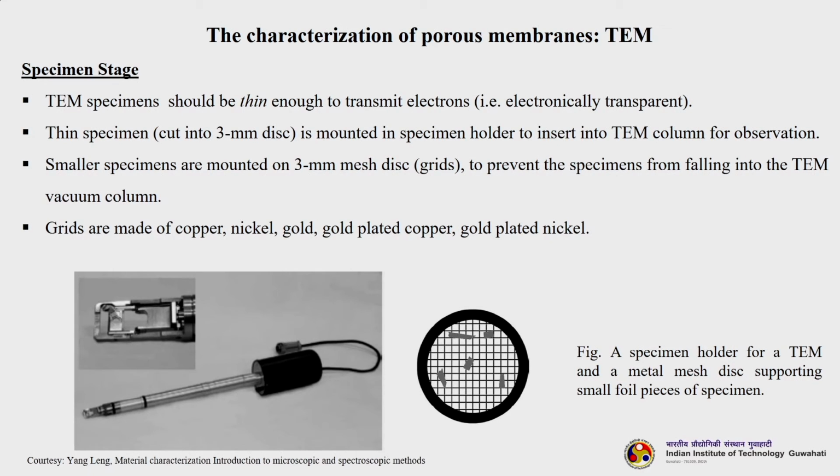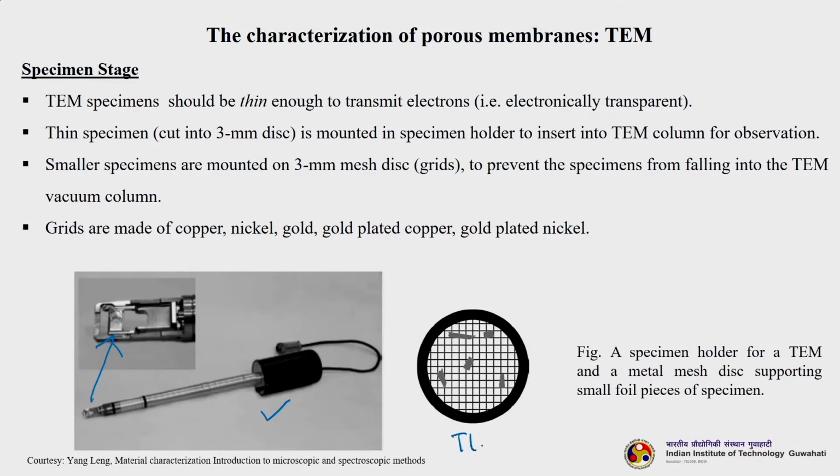A TEM specimen should be as thin as possible, okay, because here the electrons are getting transmitted through the specimen. So, if it is thick, then transmission will be very less. A thin specimen cut into usually a 3 mm disc is mounted in a specimen holder to insert into the TEM column. So, this is a specimen holder in this image, okay, and this is the magnification, here you can see. Okay. So, you can take it like this, it is a slit type of system arrangement in which you are going to place your grid.